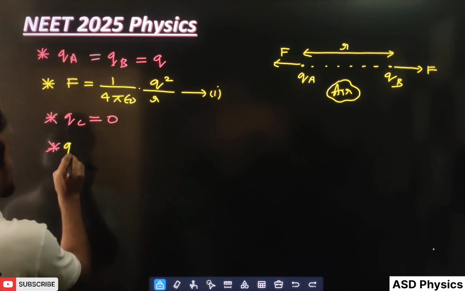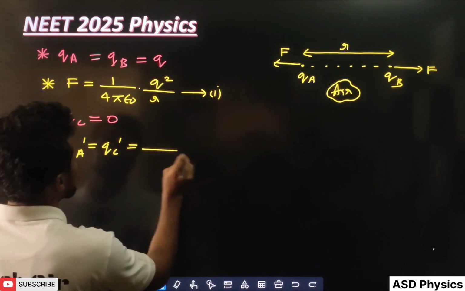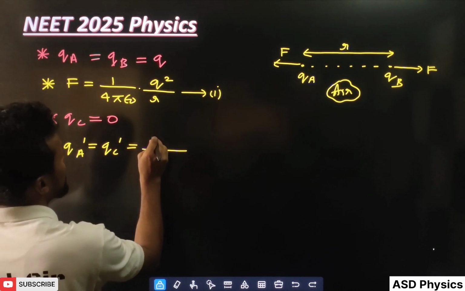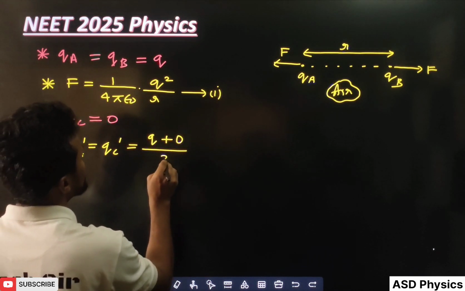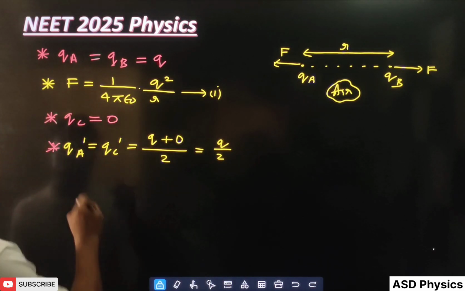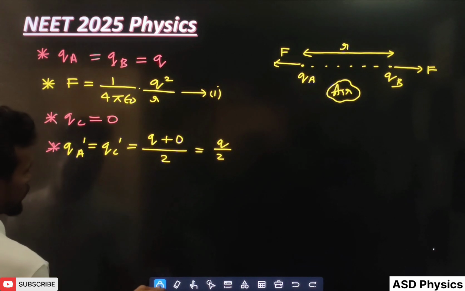Okay, so what will happen is that here the new charge QA dash is given by, remember that here 0 and here QA is Q, so it will become Q plus 0 by 2 and it will become Q by 2. So the charge on A after the contact is Q by 2.